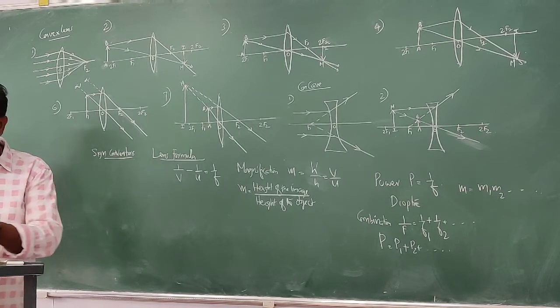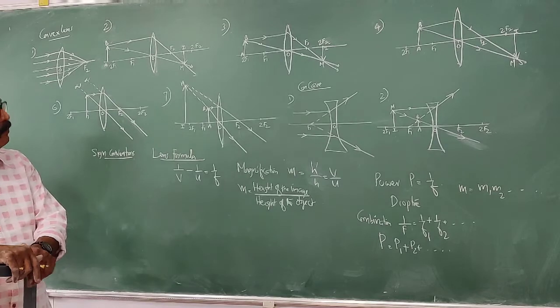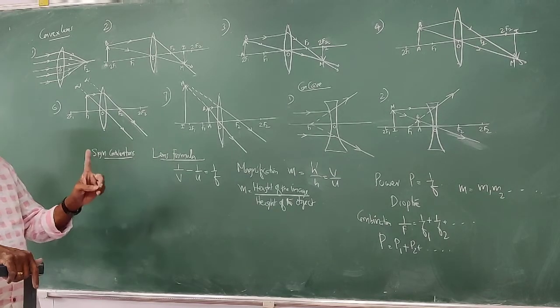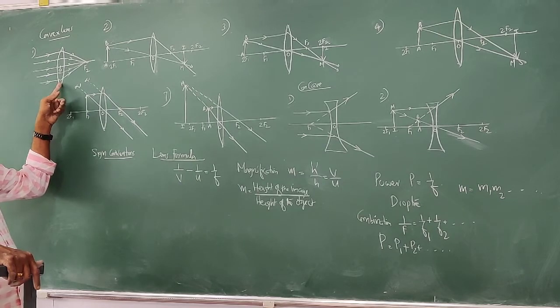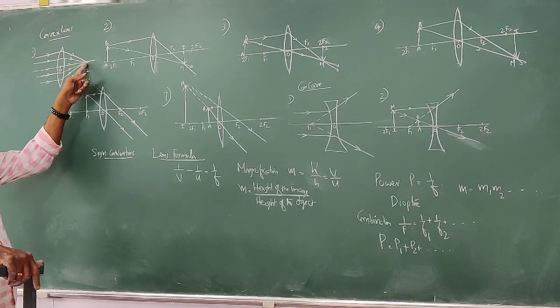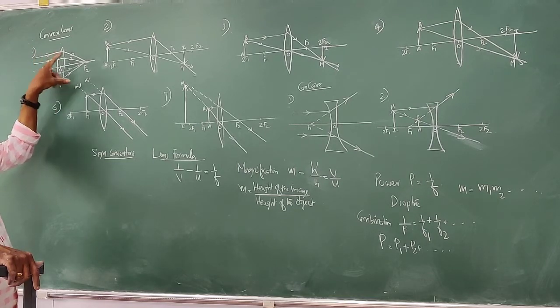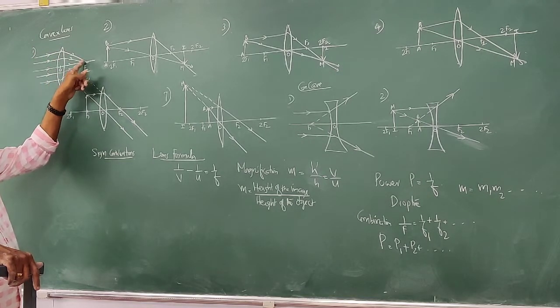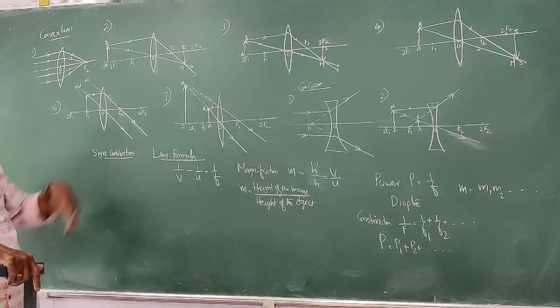Now let us draw all the image positions of the convex as well as concave lens. First of all, when the object is at infinity, for a convex lens, the image is formed at the focus. See this figure, we have already seen. Parallel beam after refraction converges to the focus, and the image is highly diminished.